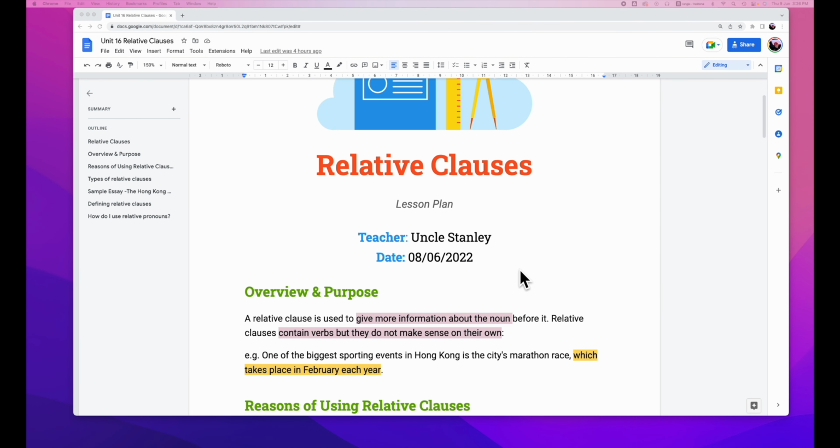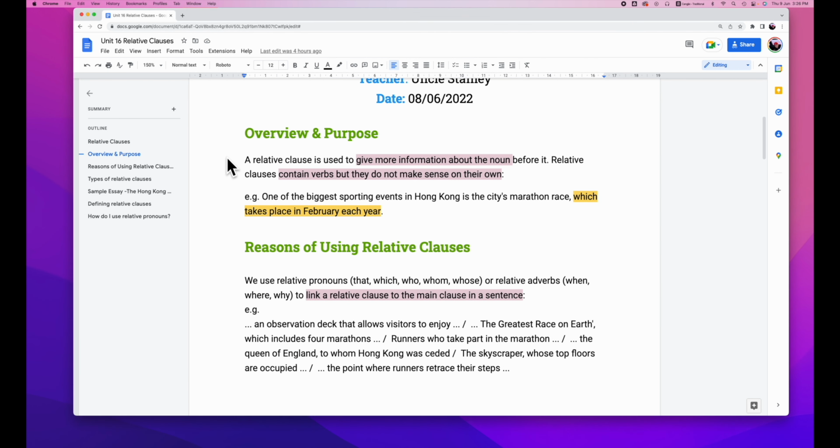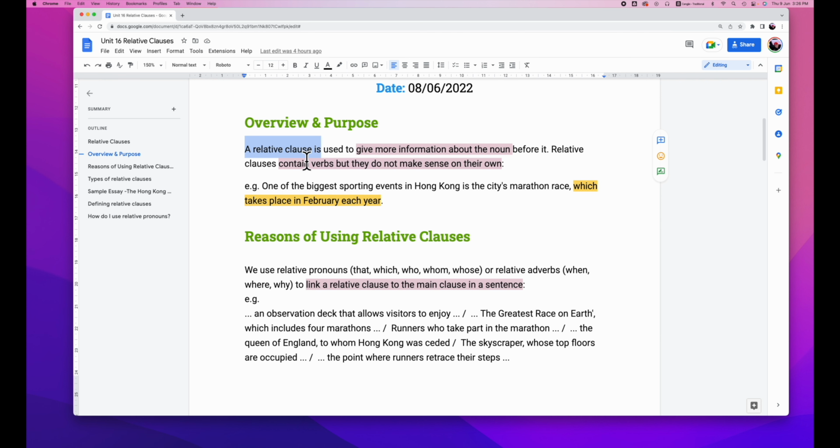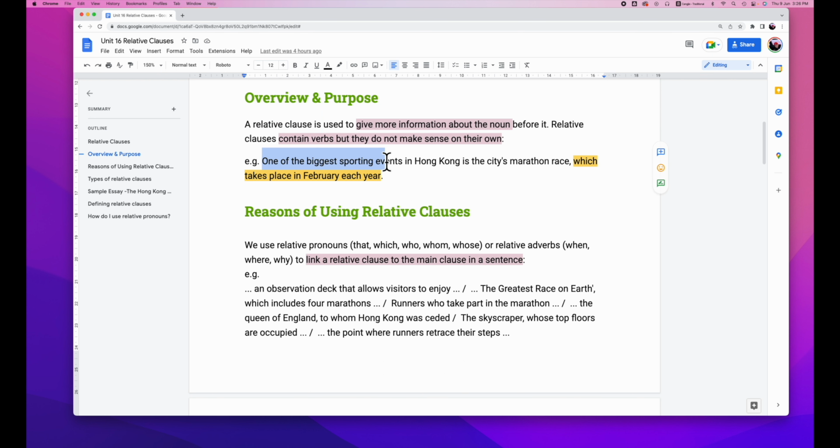Relative clauses. Alright, so a relative clause is used to give more information about a noun. And relative clauses contain verbs. However, if they're standing alone, it doesn't really make sense on their own. For example, one of the biggest sporting events in Hong Kong is the city's marathon race, which takes place in February each year. This part is telling you more about the marathon race. However, if it is standing alone, it is hard to understand what it actually refers to.